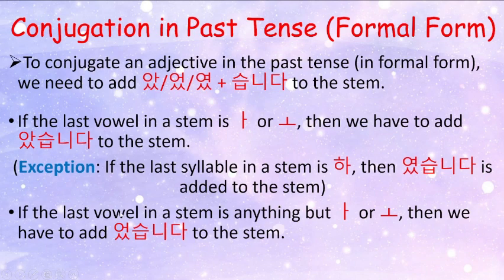Okay, and if the last vowel in a stem is anything but a or o, then you have to add osimnida to the stem. Okay, very easy rule. The same rule we followed while conjugating Korean adjectives in the past tense.